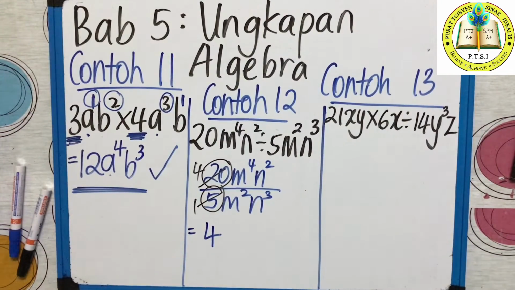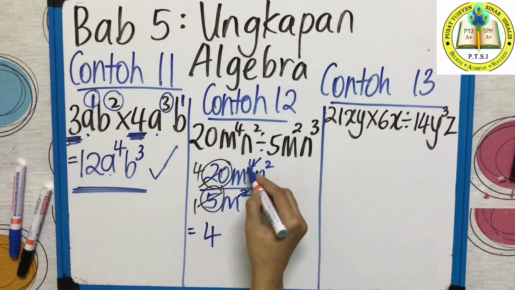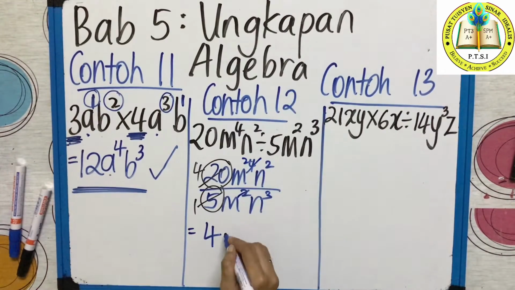Okay? Now, we go for the letter. M kuasa 4, M kuasa 2. So, M4 and M2. So, what can you do? Here got 4M. Down got 2M. So, you can cut. So, when you cut, bakinya ada 2. So, M kuasa 2.